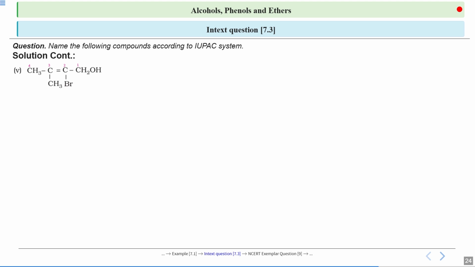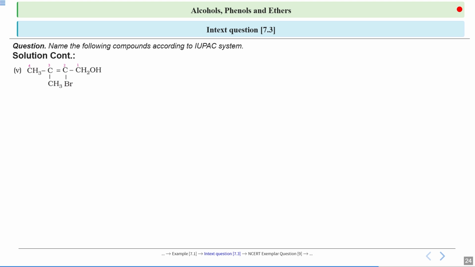For the fifth compound, which again contains a double bond, you have to do the numbering. The first carbon will be the carbon having the OH group, and then 2, 3, 4. Here, the lowest number, 1, is given to the OH group carbon, and then the second carbon is actually the double bonded carbon.